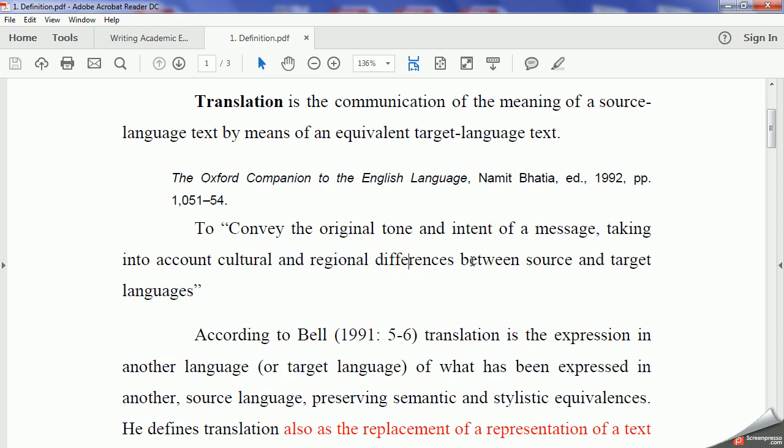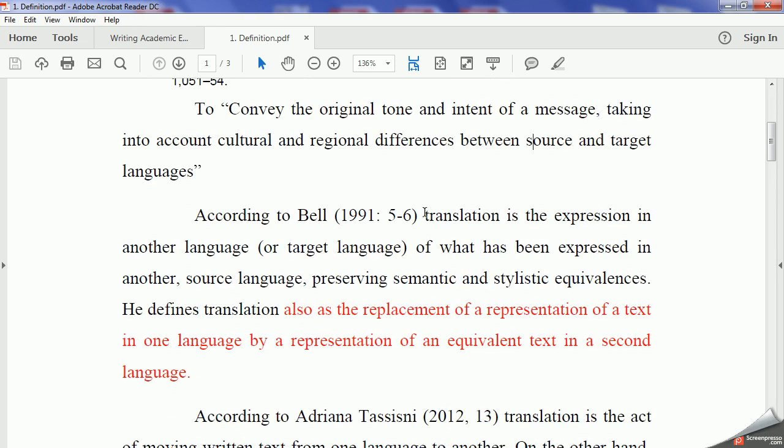The student should pay attention to the source language and the target language. The source language is the language that we are translating from, while the target language is the language that we are translating to. Bell offers another definition: translation is the expression in another language, or target language, of what has been expressed in another, which means source language. But you have to pay attention that the translator should preserve semantic and stylistic equivalences.